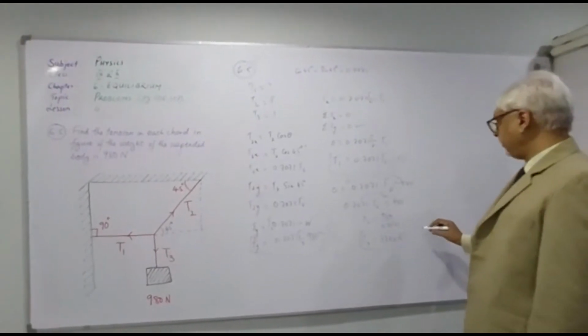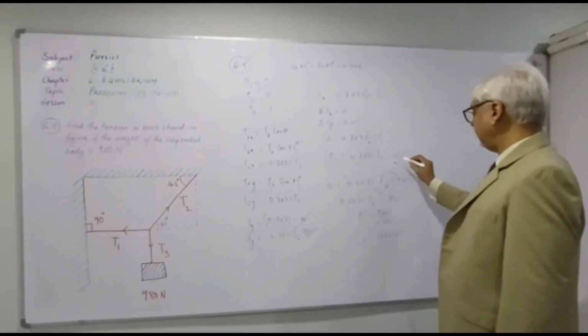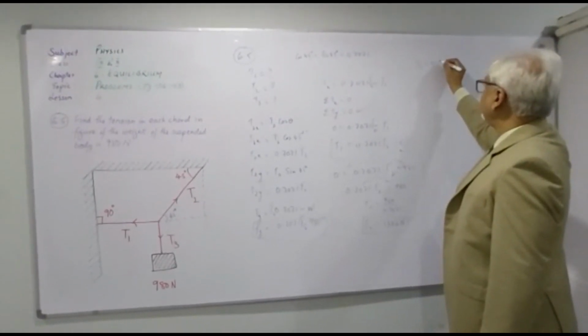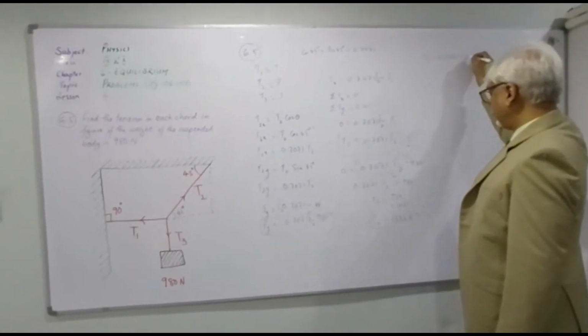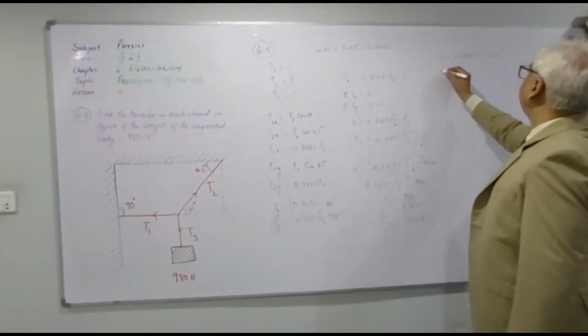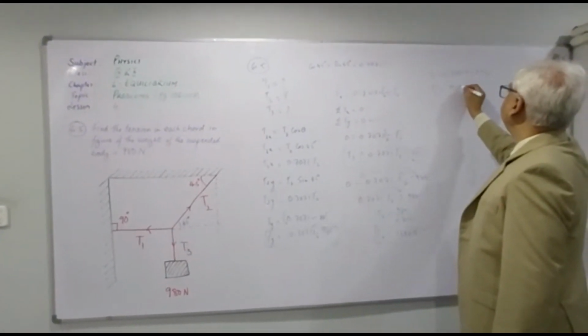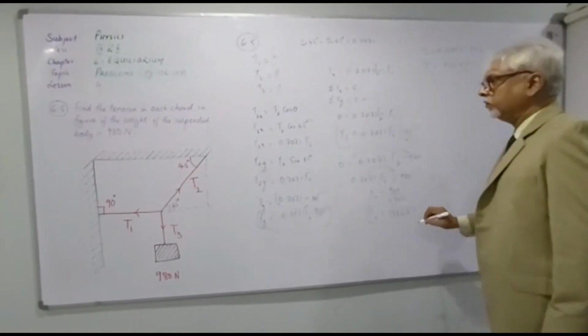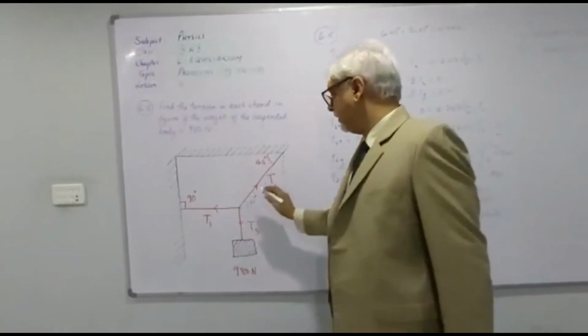Now I substitute this 1386 over here, so T1 is equal to 0.7071 times 1386, which will be approximately 980 Newton. So I have calculated the values of T1 and T2.